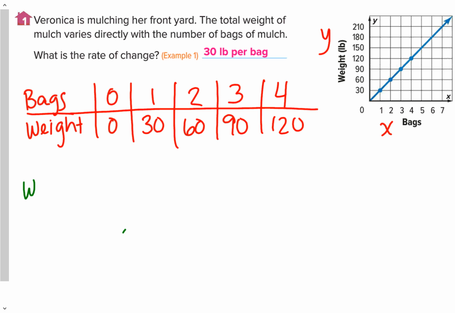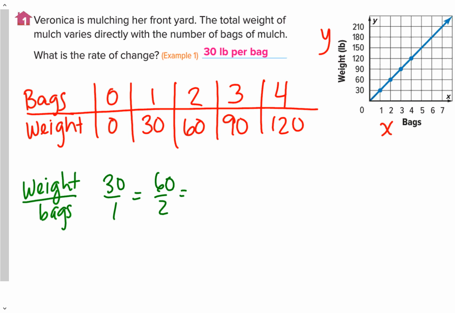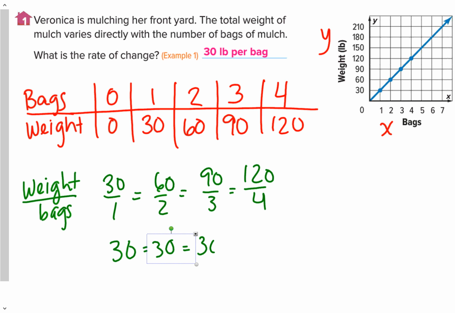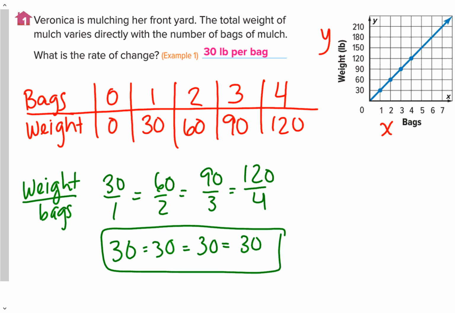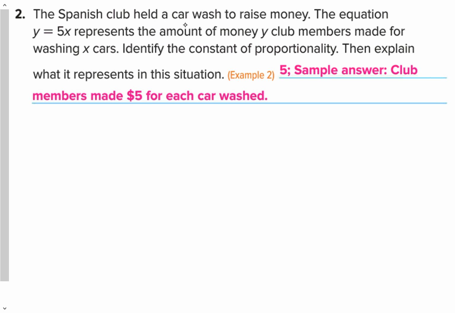So again, we're going to do our y over our x. Okay, so we got 30 over 1, 60 over 2, 90 over 3, and 120 over 4. And these all equal each other because they all end up to equal 30. So the direct variation, or the number that's being multiplied by the number of bags, is going to be 30. Okay? All right, number 2, the Spanish club held a car wash to raise money.